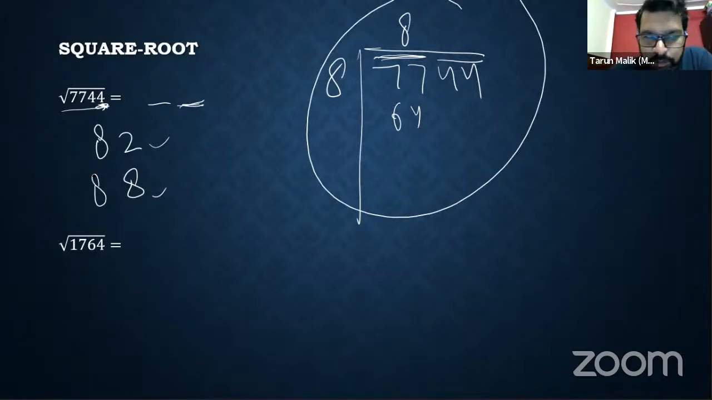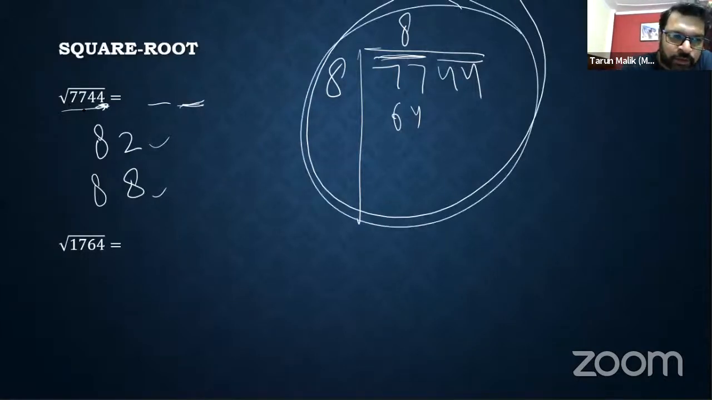Till now, anyone is out? First, I found out what is the unit place. Either 2 square gives you 4 or 8 square gives you 4. So unit place is either 2 or 8. And when you solve using this logic, what number when squared is less than 77 is 8. 8 square is 64. So the tens digit is 8. Everybody clear?